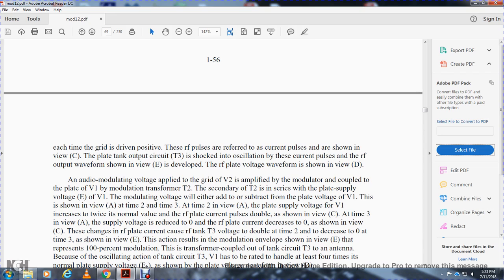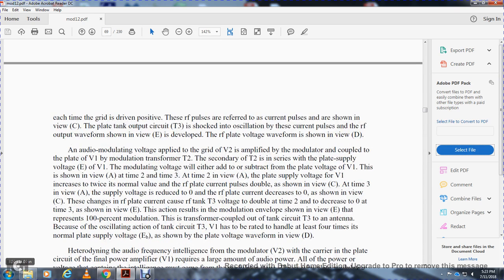This produces twice the normal value of the radio frequency plate current, as shown in view A at time 3. With the supply voltage reduced to 0, the radio frequency plate current decreases to 0, as shown by the change in the radio frequency current in the radio frequency tank. The voltage at T3 is double at time 2, decreasing to 0 at time 3, as shown in view E, the result being the modulation envelope representing 100% modulation.